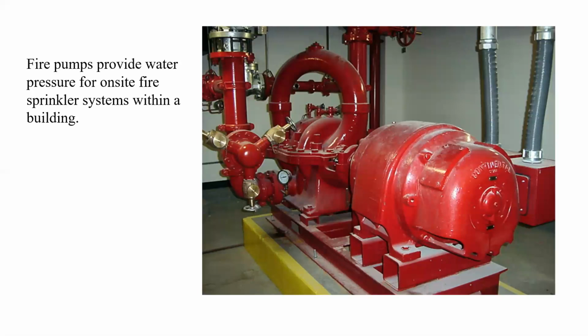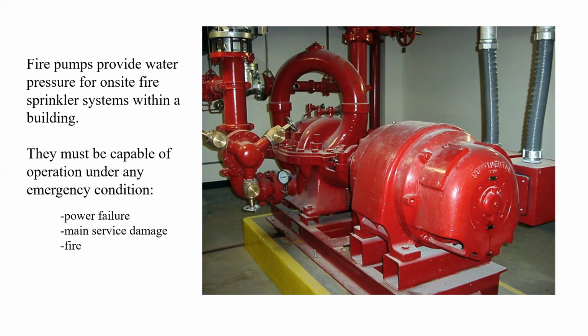Fire pumps provide water pressure for on-site fire sprinkler systems within a commercial or retail building. They must be capable of operation under any emergency condition, power failure, main service damage, or even a fire. And so due to this, the requirements within some of the rules at the end of Section 32 are more on the extreme end of ensuring that the motor continues to turn the pump, as opposed to the typical rules that would try to protect the motor from an overcurrent condition.